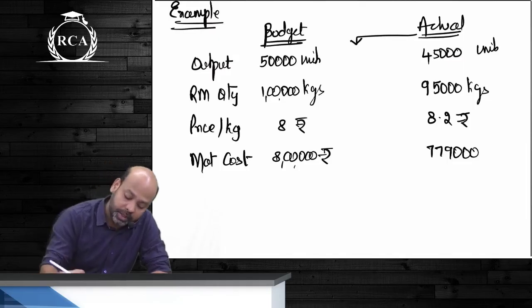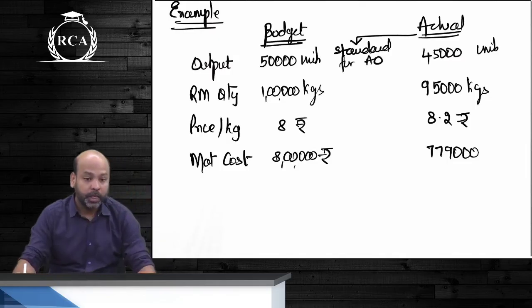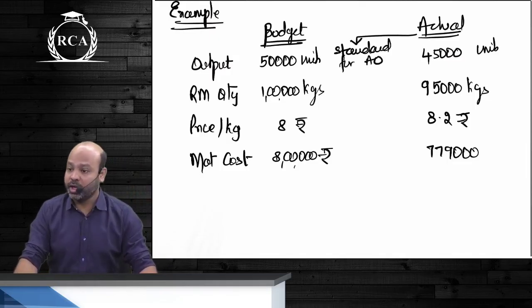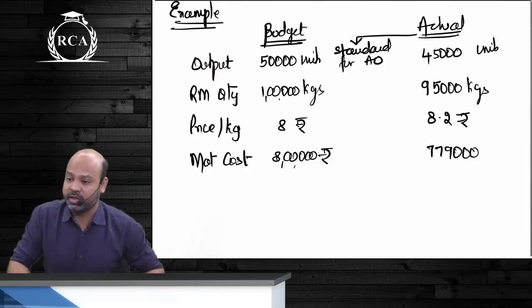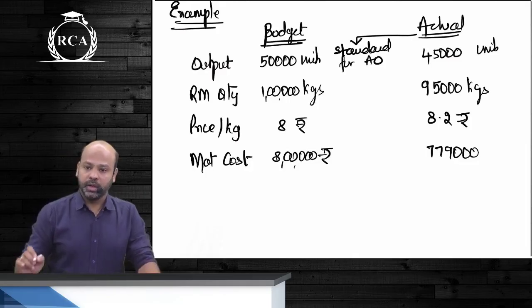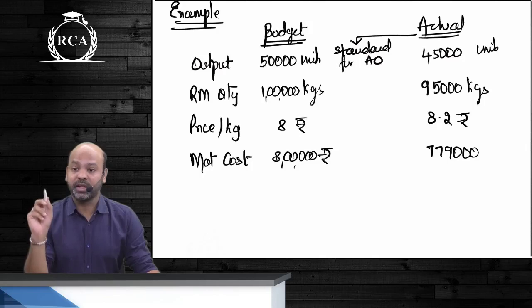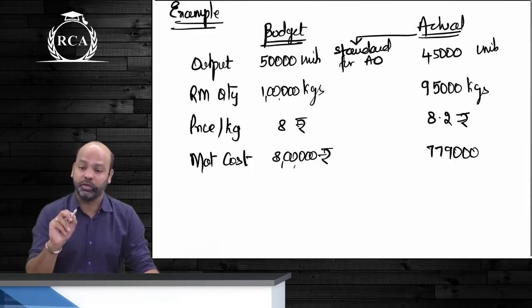Our job would be to determine standards for actual output. Using budgeted data, you will have to recompute something called standards for actual output. I gave this example because I know that a lot of students make a mistake in this in the examination, guys. They will give you budgeted output. You are not supposed to compare actual cost with budgeted cost. You're supposed to recompute.